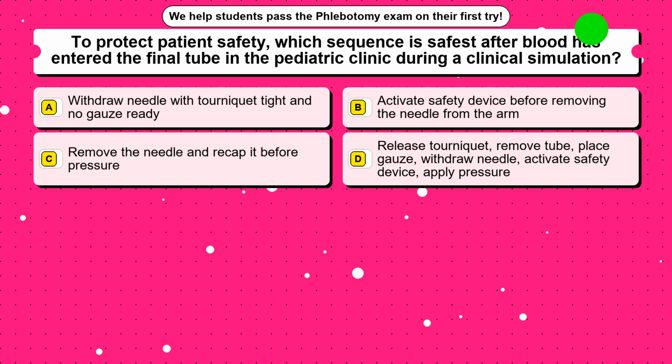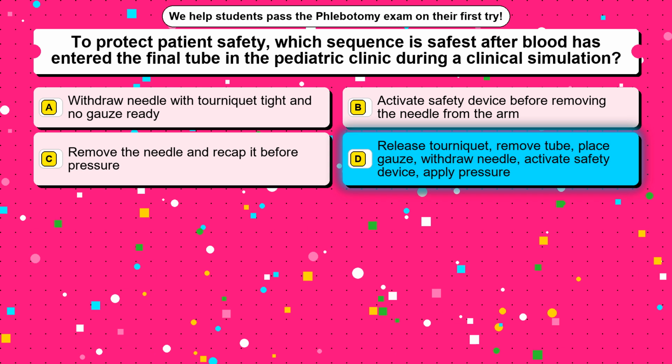Question 58. To protect patient safety, which sequence is safest after blood has entered the final tube in the pediatric clinic during a clinical simulation? Option A. Withdraw needle with tourniquet tight and no gauze ready. Option B. Activate safety device before removing the needle from the arm. Option C. Remove the needle and recap it before pressure. Option D. Release tourniquet, remove tube, place gauze, withdraw needle, activate safety device, apply pressure.